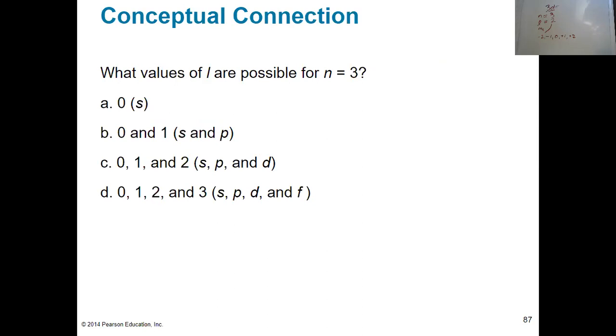So what are the possible values of L for n equals 3? Okay, so pause and think about this a minute. If I have an n equals 3 value, that means that my L value can range from 0 to n minus 1, or from 0 to 2. So I can have a 0, 1, or 2. And that is equivalent to S, P, and D.